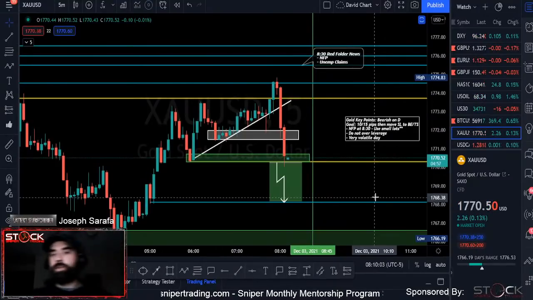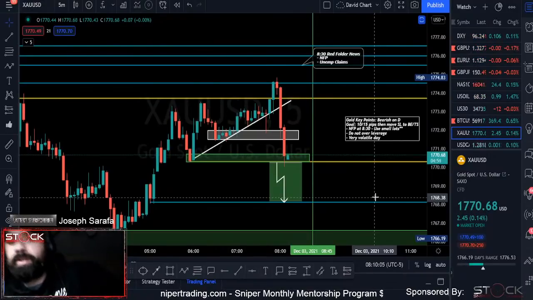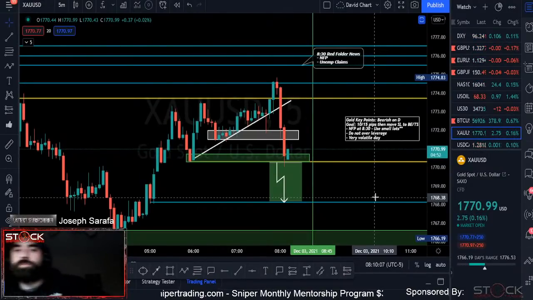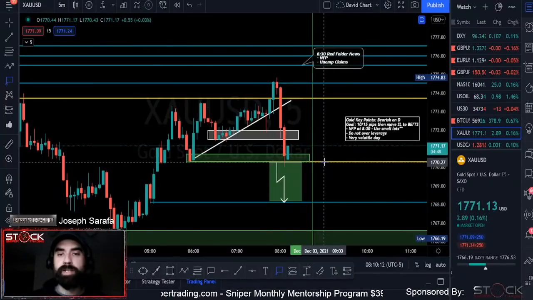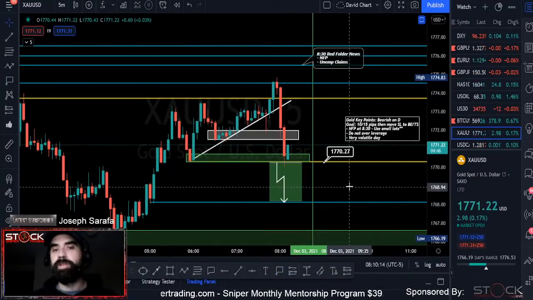Here's your new candle starting to open here. Okay, 456. Then we have this area right here at 1770.